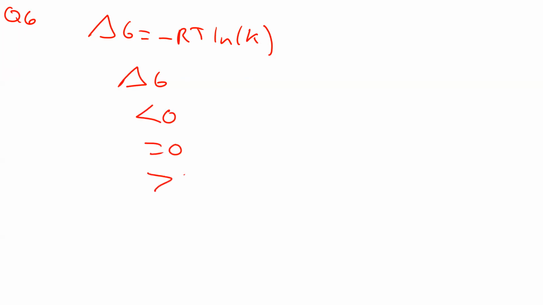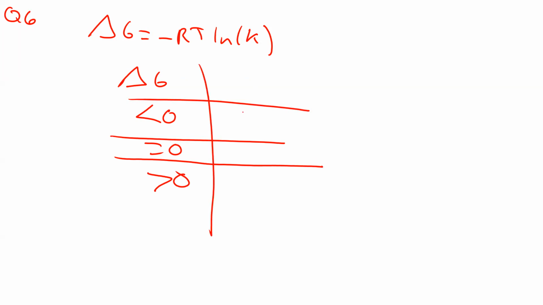Question 6. Complete the table relating to values of delta G and K. So delta G equals minus RT natural log of K. They give you different ways to think about it. They put delta G here: if it's less than 0, if it's equal to 0, if it's greater than 0. We kind of have this chart right here. So if delta G is less than 0, and this is K, K has to be greater than 1.